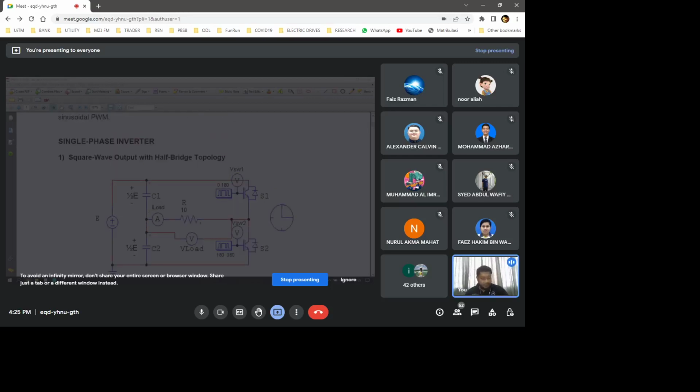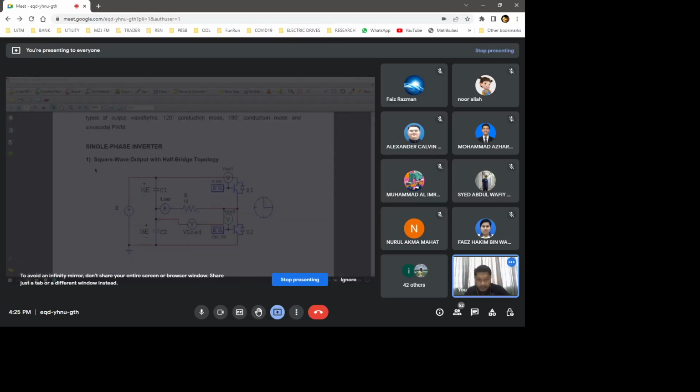Okay, let's look at the first circuit here, square waveform. To get the square waveform, you switch switch 1 with a pulse of 50%. 50% of the time it is on, and the other 50% it is off, and the other switch is the opposite. So therefore, look at the waveform here.